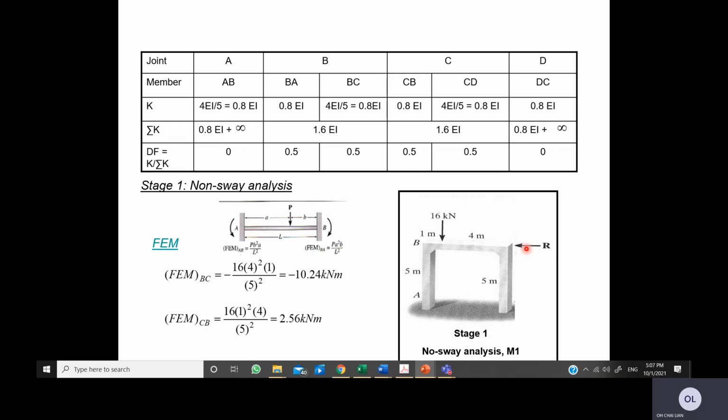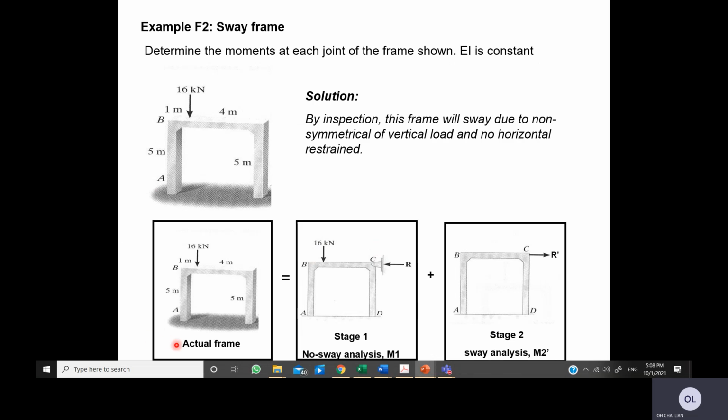Okay, first of all, you need to determine the DF. The distribution factor can be determined exactly like what you have experienced in beam and non-sway examples. For example, this is a frame with fixed at A and D.